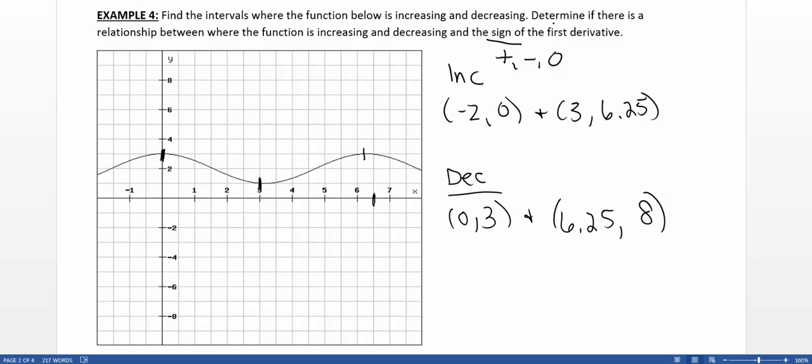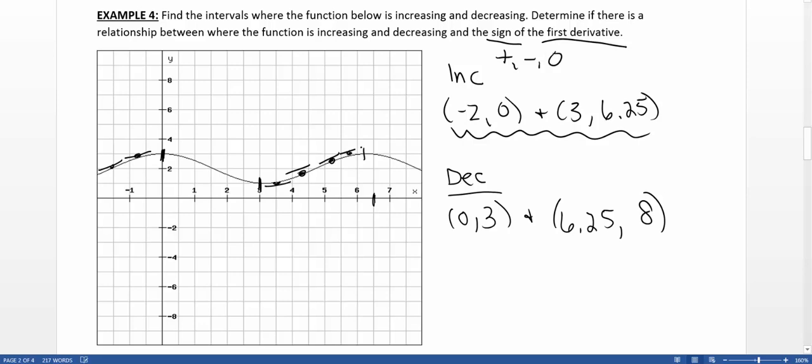However, we're trying to look at the sign of the first derivative, which means we need to start looking at some tangent lines. So let's look at the intervals where we're increasing. If we go ahead and draw in a bunch of tangent lines wherever we're increasing, we can look to see if there's any patterns here.